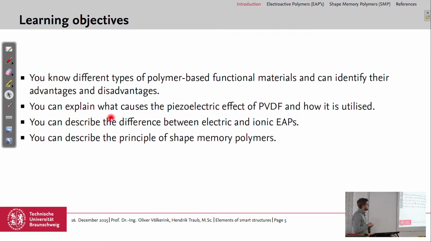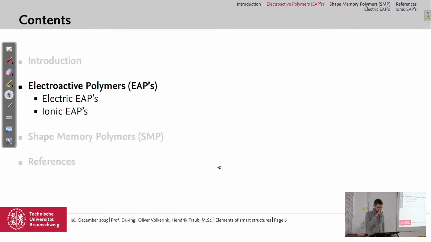after the lecture, you can explain what causes the piezoelectric effect of PVDF, so a polymeric material also having the piezoelectric effect, and how it is utilized. Then you should be able to describe the difference between electric and ionic EAPs, electroactive polymers, and you can describe the principle of shape memory polymers, but this we will only visit very briefly. So we start with electroactive polymers.